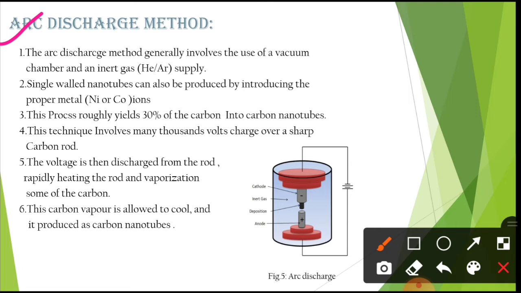So, what is happening here? The solid graphite is first activated by using electricity, then the carbon-carbon bonds will break, and carbon evaporates by using thermal energy, heat energy. So a combination of electrical energy and heat energy is used in the arc discharge method, and finally we get carbon nanotubes. Generally this method produces a 30% yield of carbon nanotubes, and this method only produces multi-wall carbon nanotubes.